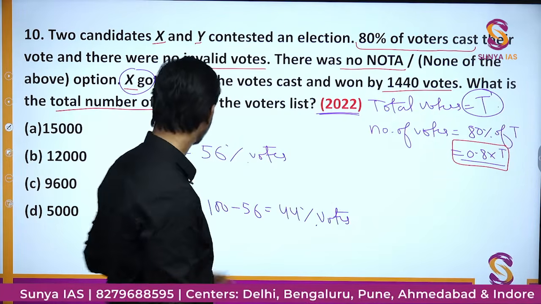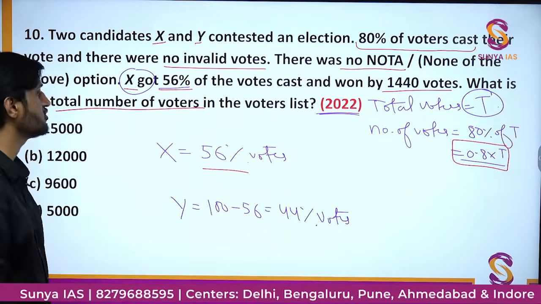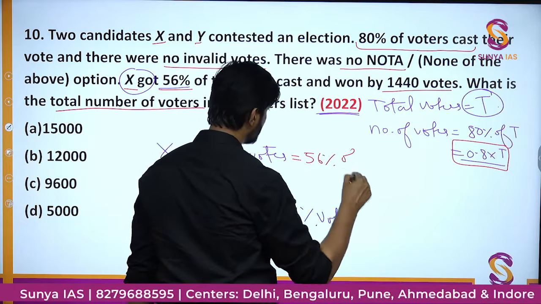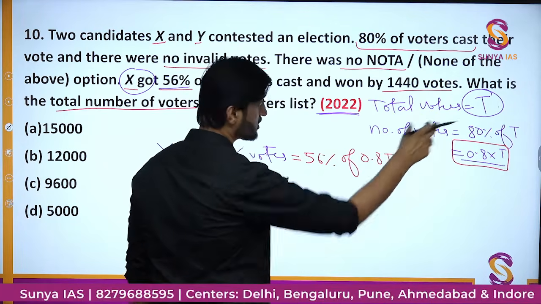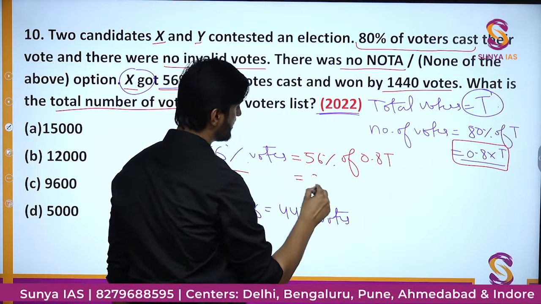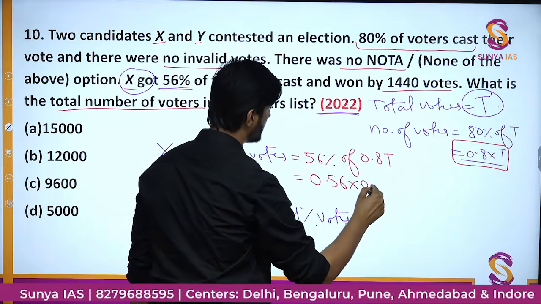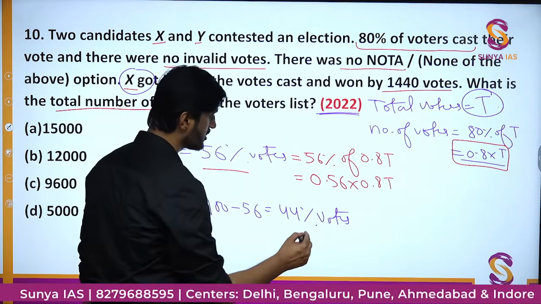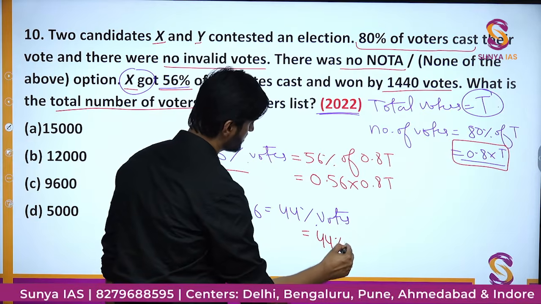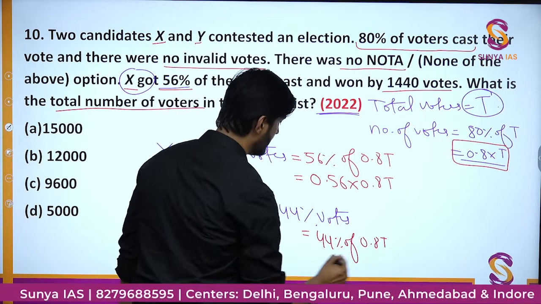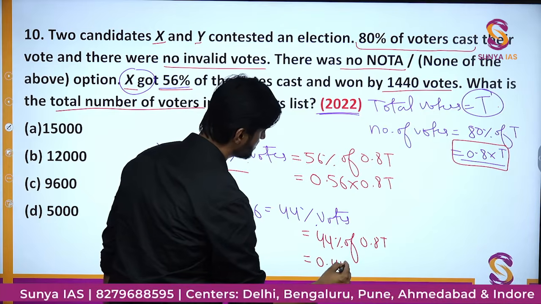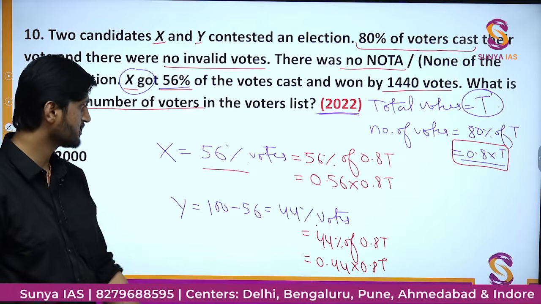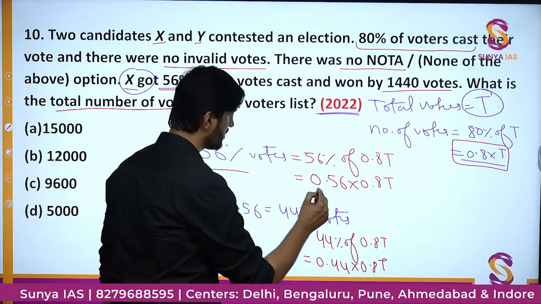Okay. So now, if X is getting 56% of the votes, he is actually getting 56% of 0.8 T, not T, but 0.8 T. And it will become 0.56 into 0.8 T, right? Y is getting 44% of the votes, which means 44% of 0.8 T, which would be nothing but 0.44 into 0.8 T. Okay? That is the thing. So you have votes of X also and votes of Y.